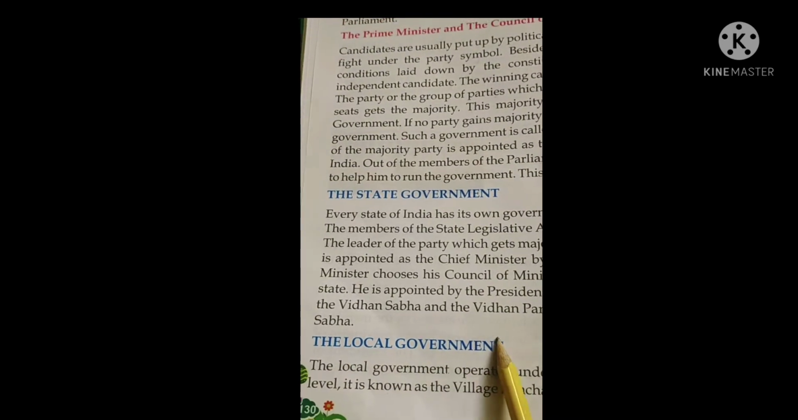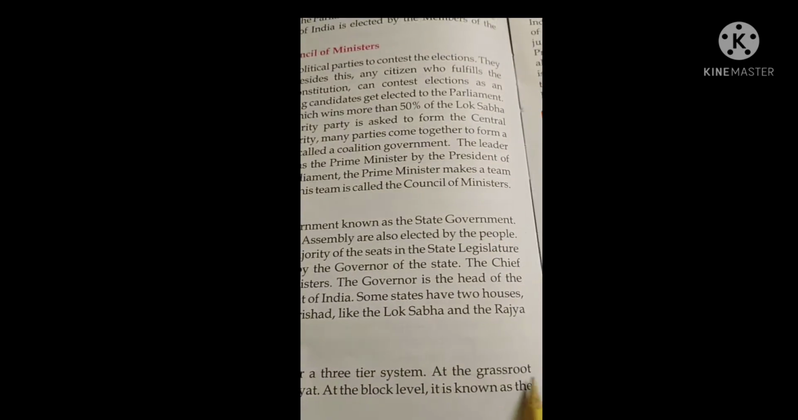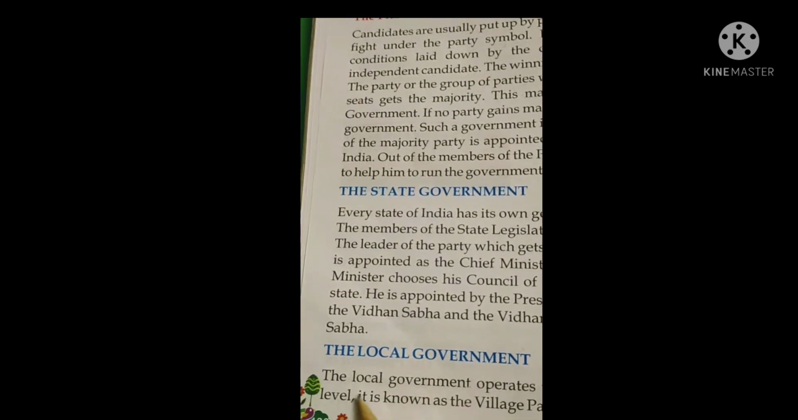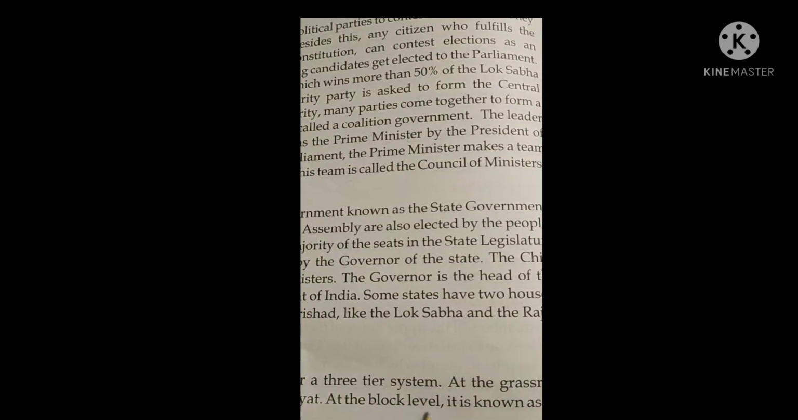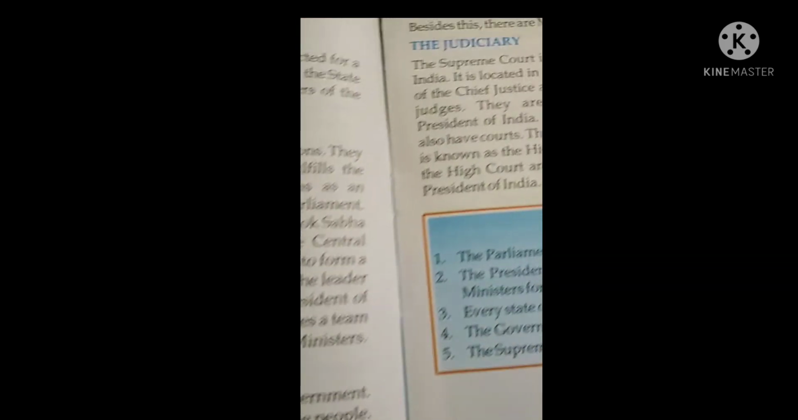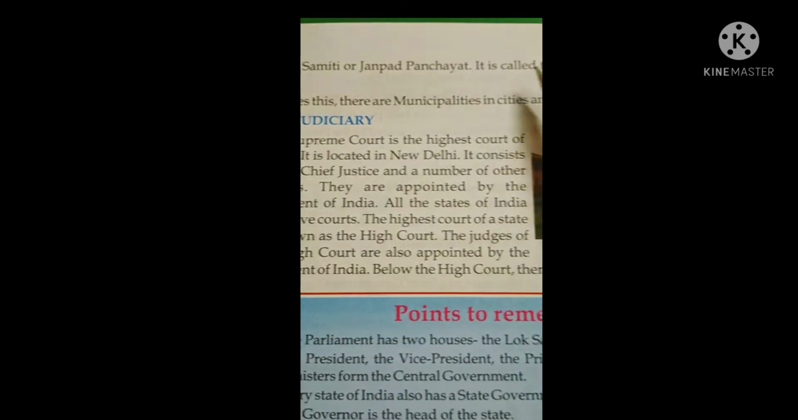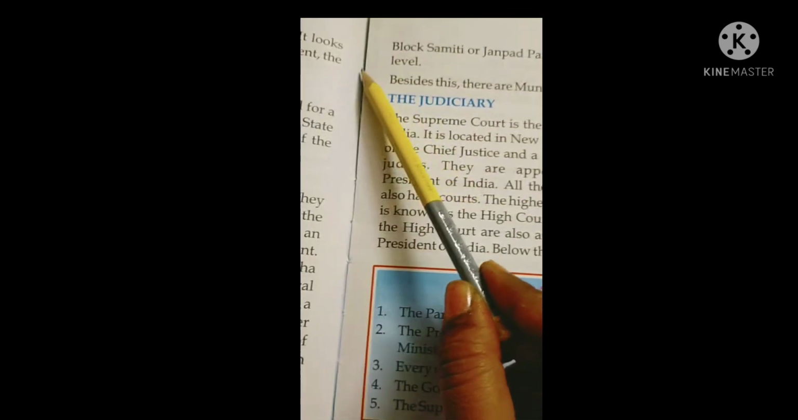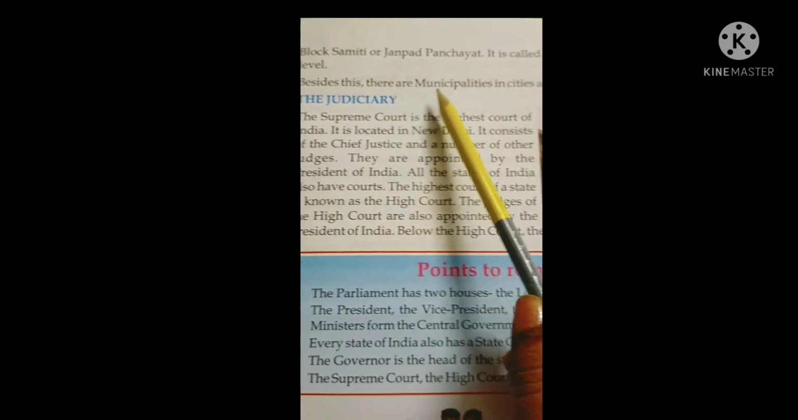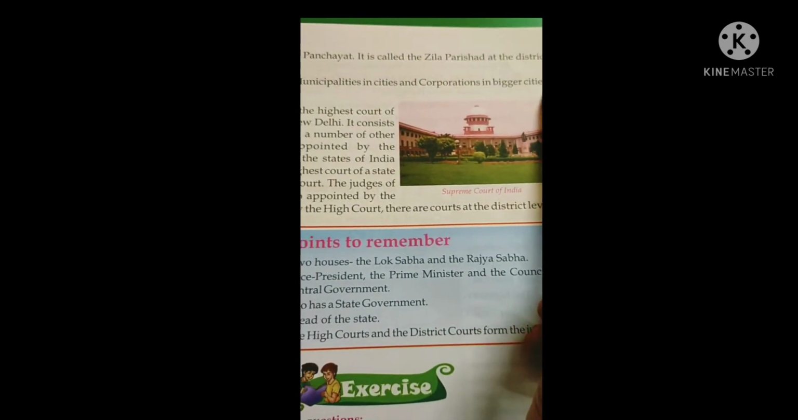The local government. The local government operates under a three-tier system at the grassroots level. It is known as village panchayat. At the block level it is known as the block samiti or janpad panchayat. It is called the Zila Parishad at the district level. Besides this, there are municipalities in cities and corporations in bigger cities.